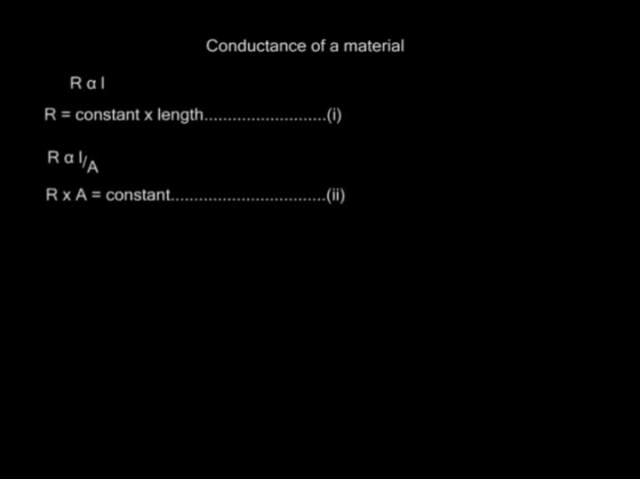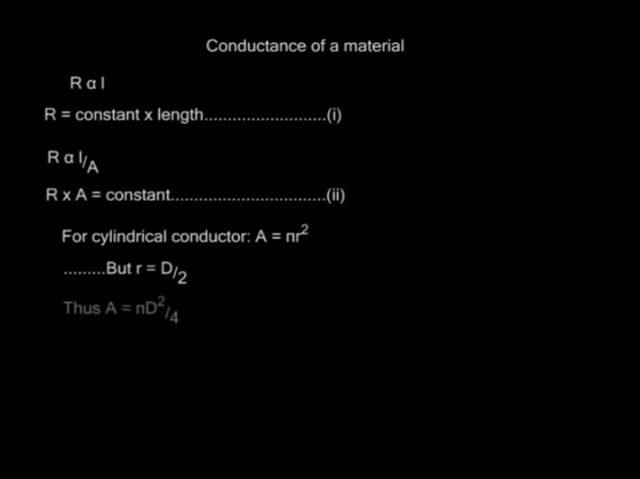Note that if the conductor has a circular cross-section, A is equal to pi r squared, where r is the radius of the wire. But then r is equal to d over 2, where d is the diameter of the wire, and therefore A is equal to pi d squared over 4. Hence, R d squared is equal to a constant.